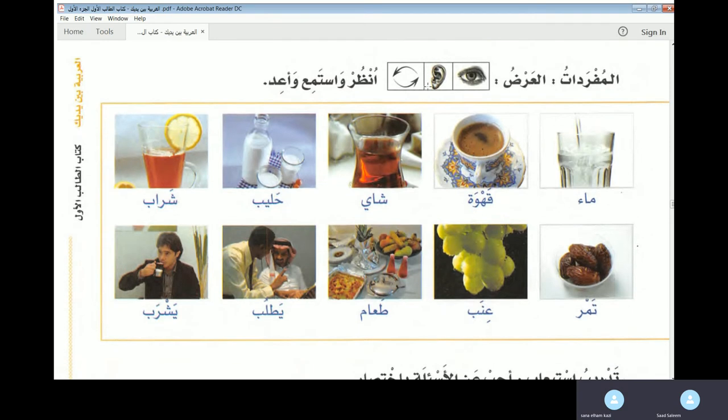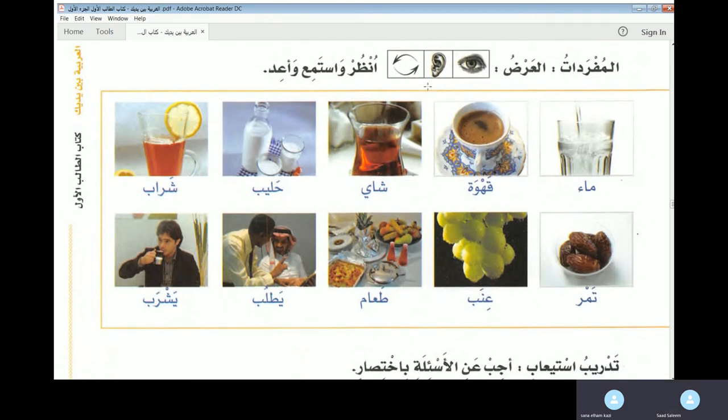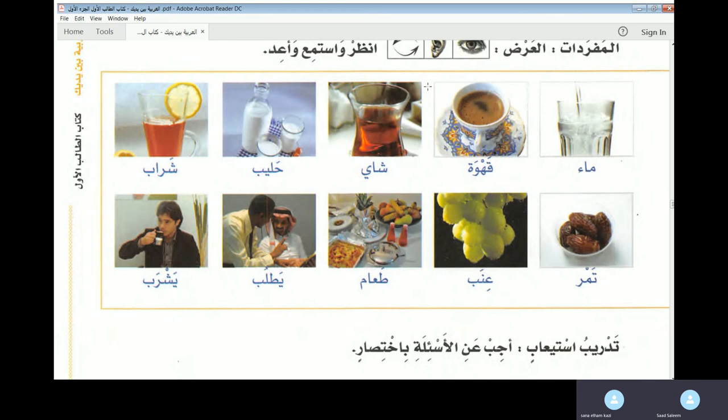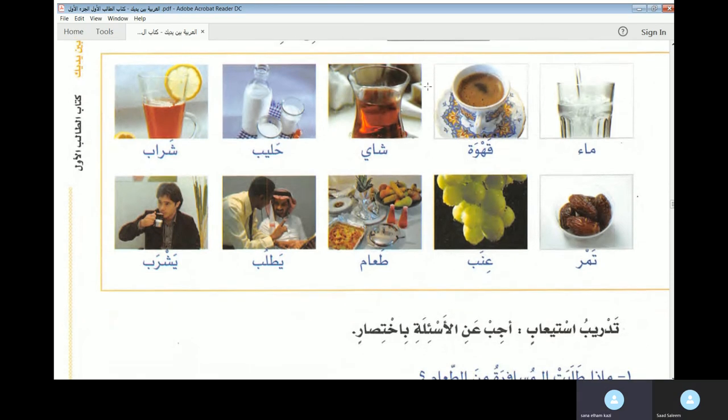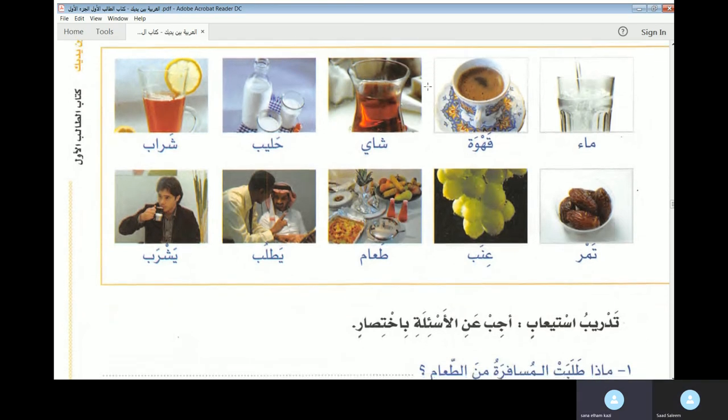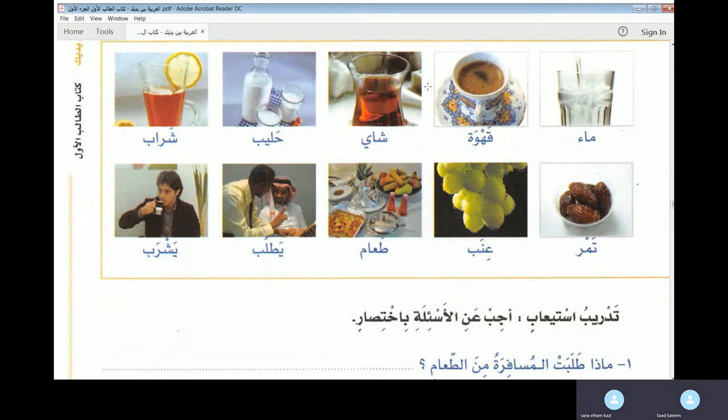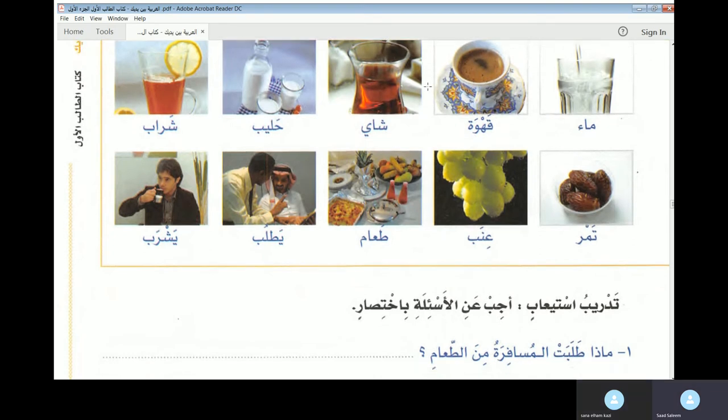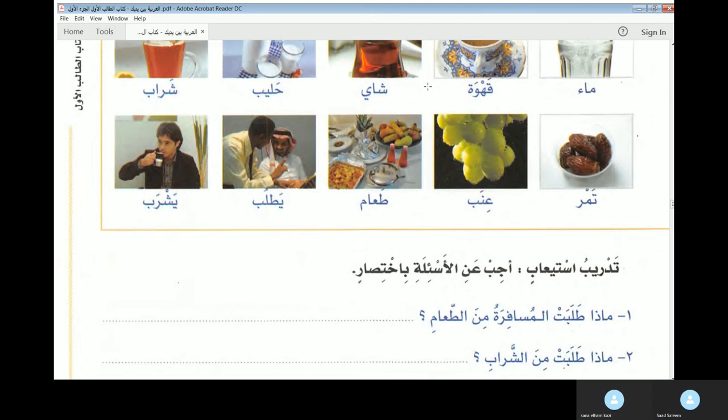Tamar is dates or fruits? Dates. Tamar. Inab, grape. Tom is food. Yatluk is he orders, he asks. He orders, okay. Yashrib, he drinks.